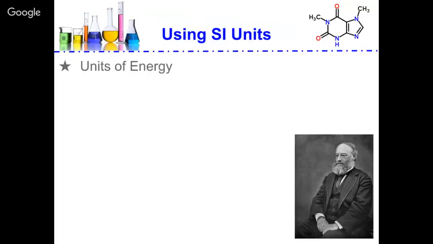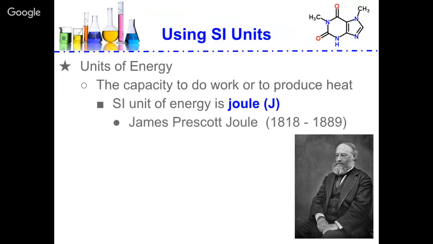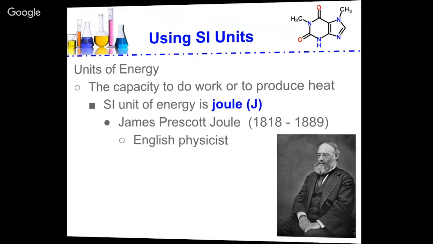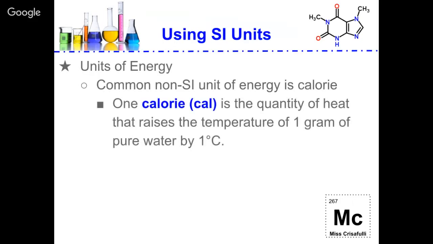So let's talk about units of energy. The capacity to do work or produce heat is the definition of energy. The SI unit for energy is the joule, which was named for James Prescott Joule, an English physicist. The common non-SI unit of energy is the calorie. One calorie is the quantity of heat that raises the temperature of 1 gram of pure water by 1 degree Celsius.